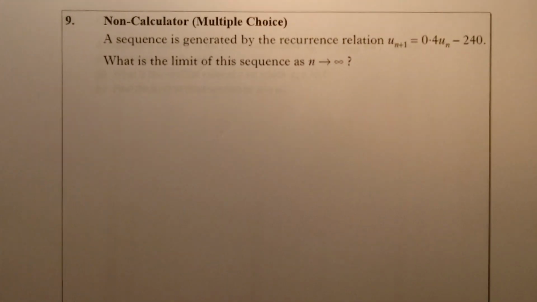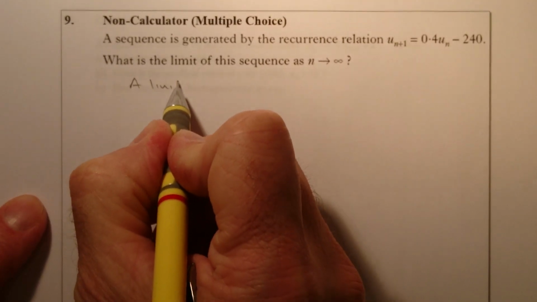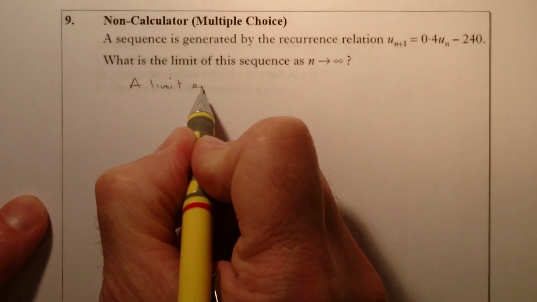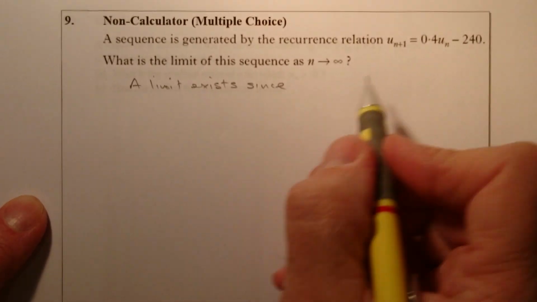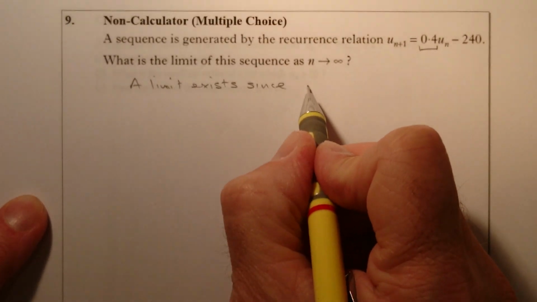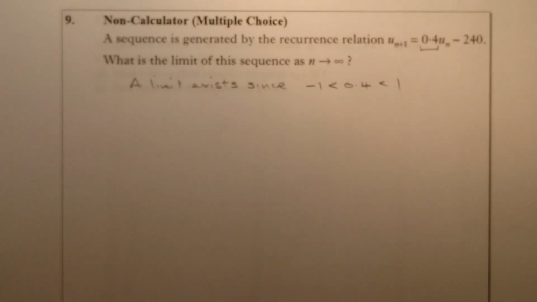0.4 u n minus 240. What is the limit of this sequence as n tends towards infinity? Right, so I'll start with the limit equation. Just before I do that, I'm going to say that a limit exists. The reason for the limit existing is that the 0.4 lies between -1 and 1. So it has got a limit, and that's what we're going to do.